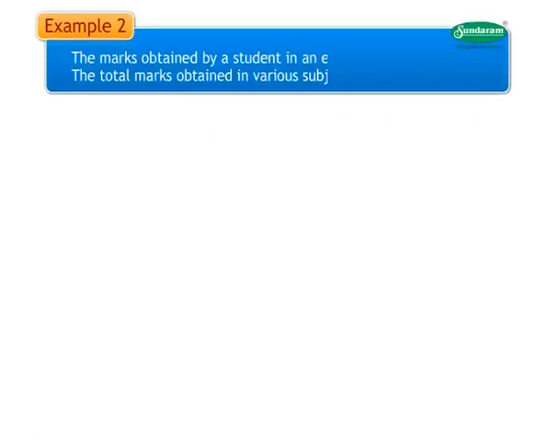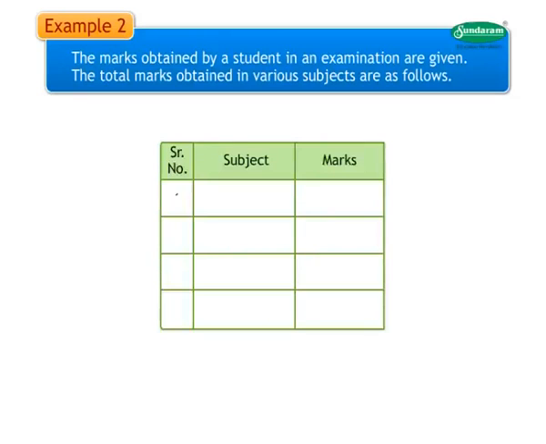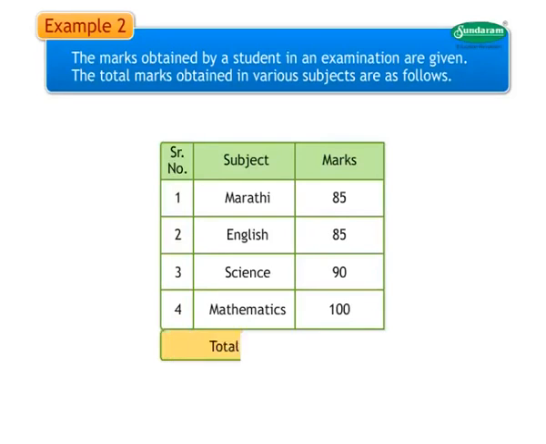Let us solve one more example. Example 2. The marks obtained by a student in an examination are given below. The total marks obtained in various subjects are as follows. A student scored 85 marks in Marathi, 85 marks in English, 90 marks in science, 100 marks in mathematics. The total marks obtained is 360. Represent the data using pie diagram.